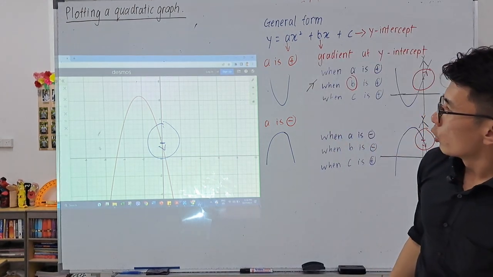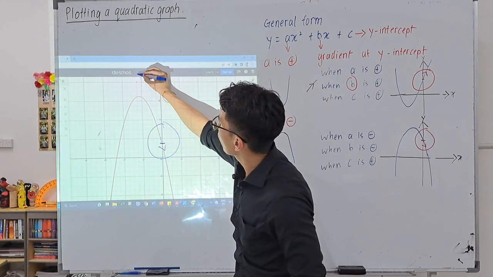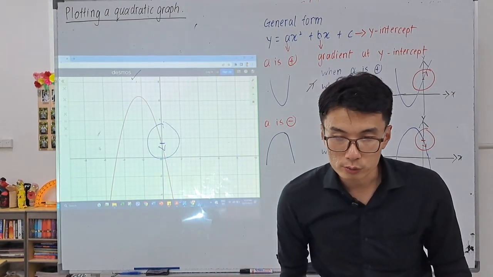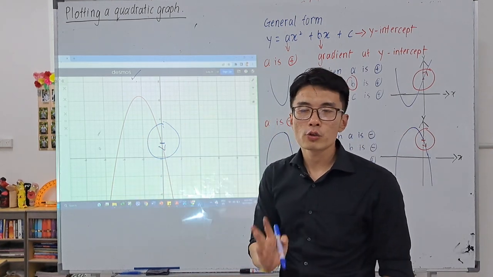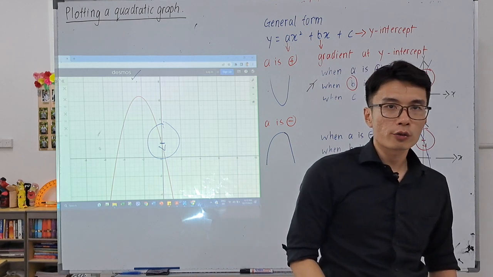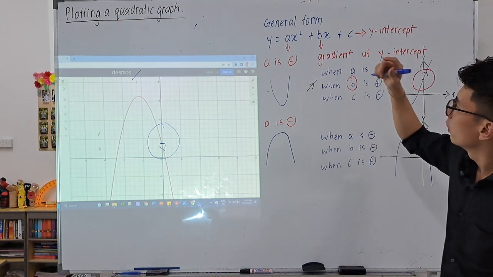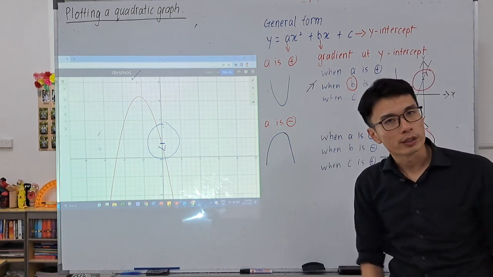Okay? So feel free, you can access this site. This is called the Desmos Graphing Calculator. You can just go to desmos.com. You can access this application over here and play with various kinds of graphs. All right, so that is how the values of A, B, and C affect the quadratic graph.